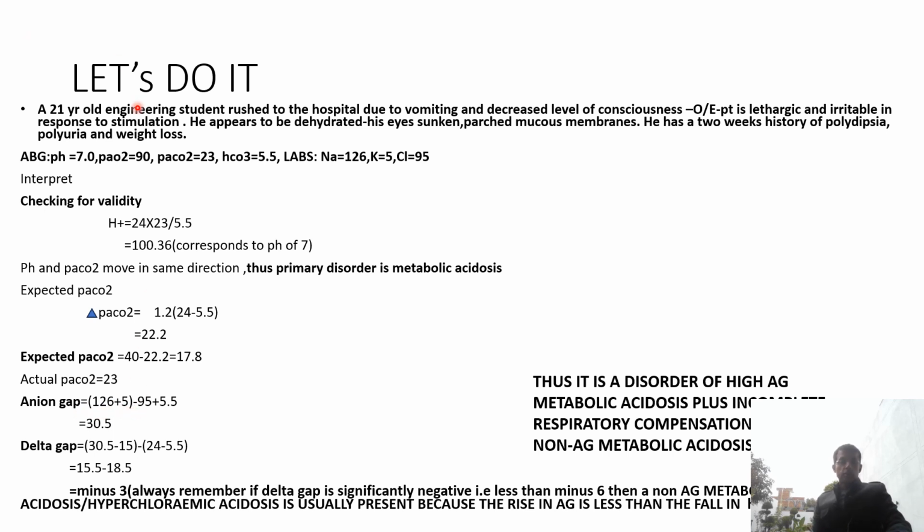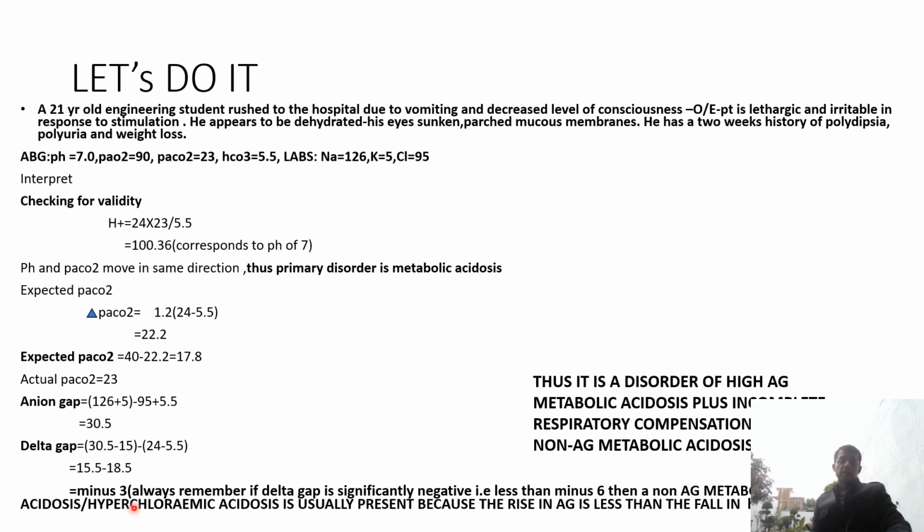Anion gap, if we try to calculate, anion gap is equal to sodium plus potassium minus chloride plus bicarbonate. So it comes to 30.5. It's a high anion gap metabolic acidosis. If we calculate the delta gap, it is the anion gap minus the upper limit of normal anion gap, 15, minus the normal bicarb minus the actual bicarb. So that comes to 15.5 minus 18.5, which is minus 3.